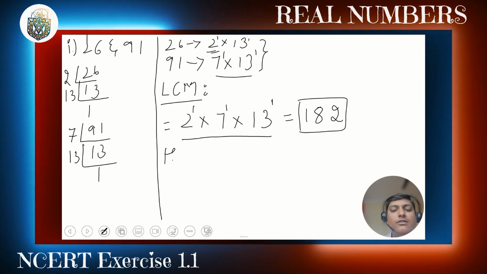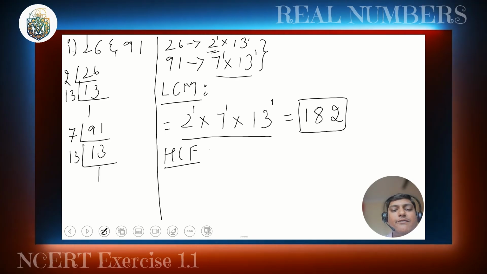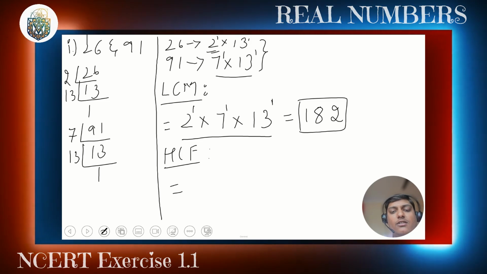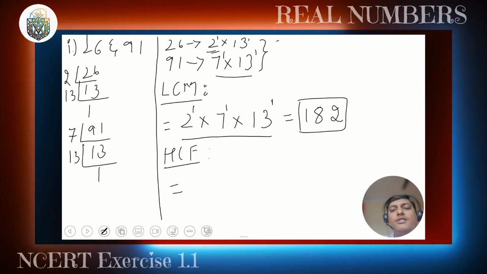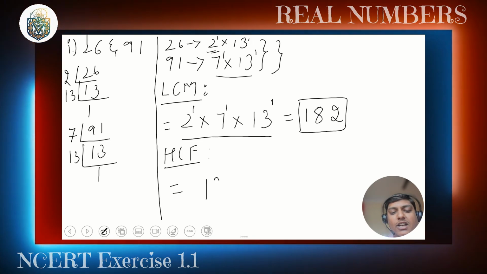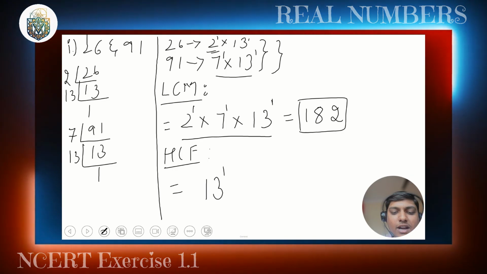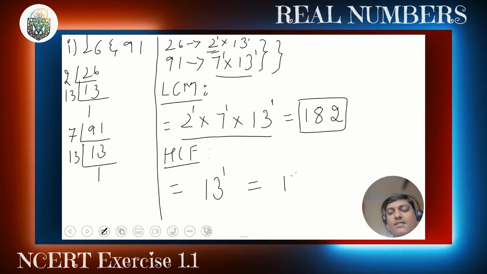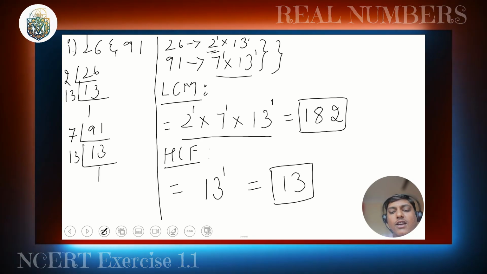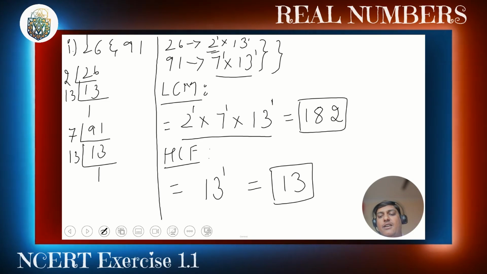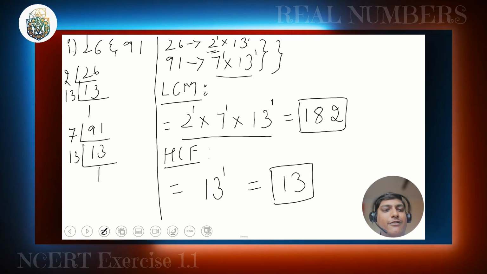Now going for the HCF. What is HCF? I told you it is basically the common factors. So what are the common factors between these two? Common factors are only 13. And you have to take the least power of it. What is the least power? Least power is 1 again. So my HCF is 13. Okay, HCF is 13, LCM is 182. I hope this is clear for 26 and 91.